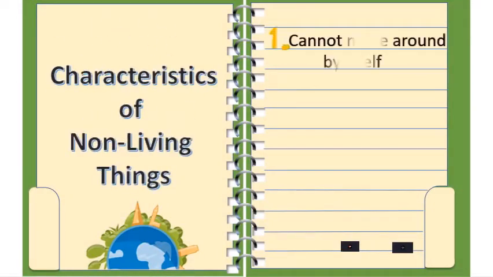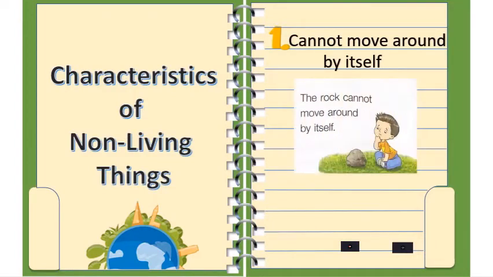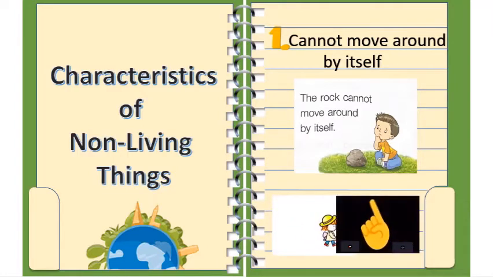Number 1, cannot move around by itself. Look at the picture. The rock cannot move around by itself, right? Yes, so meaning all of non-living things cannot move by itself. They need force from living things, like people. For example, when you push a rock, it will move. When a person throws the rock, it will move, but it will not move around by itself.